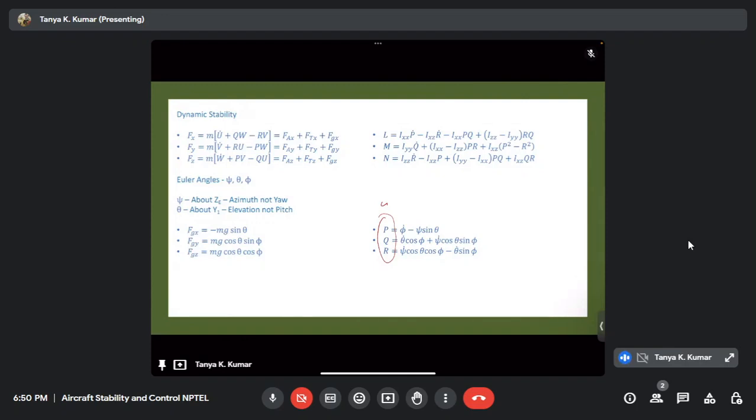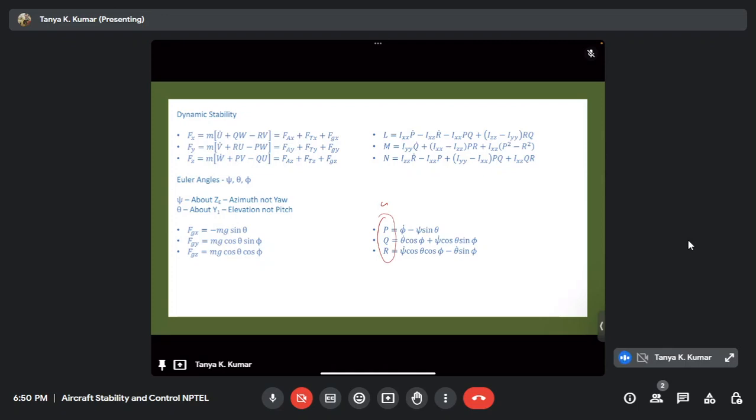Why is psi not present? First of all, let me tell you why these Euler angles are coming into play in the gravitational forces. I had asked you to come up with this in the next session, but anyway, it's okay. The gravitational forces are measured in the inertial axis. When we convert them to the body frame, we rotate it using the Euler angles. So that is why these theta, phi terms are coming into the gravitational forces.